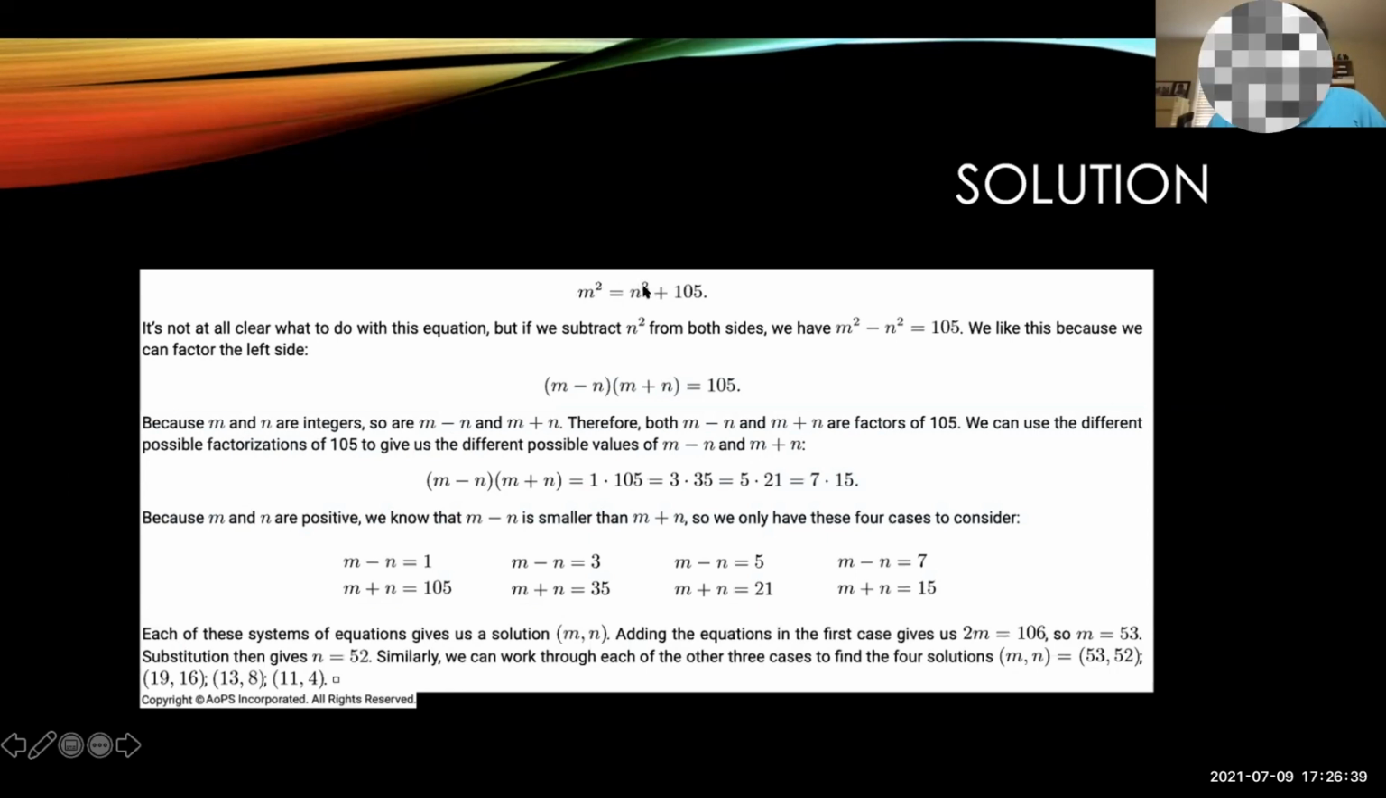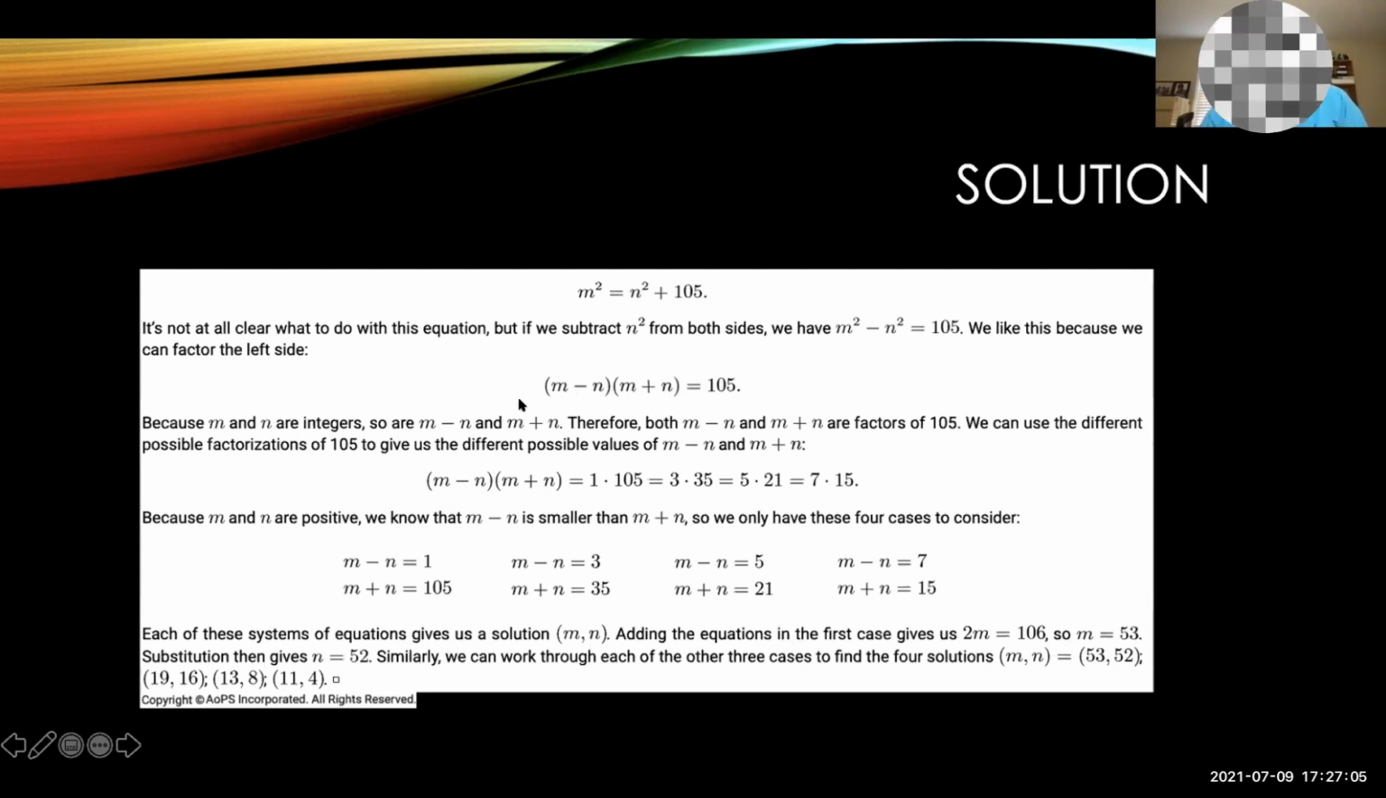And what we decided to do is we subtracted the n squared onto the other side, like m squared minus n squared equals 105. And what we learned from the last one is that this is a difference of squares, where you'll end up with this. So all we've done is we've deconstructed that quadratic to make it something easier to work with. So we have (m minus 1) times (m plus 1) equals 105.